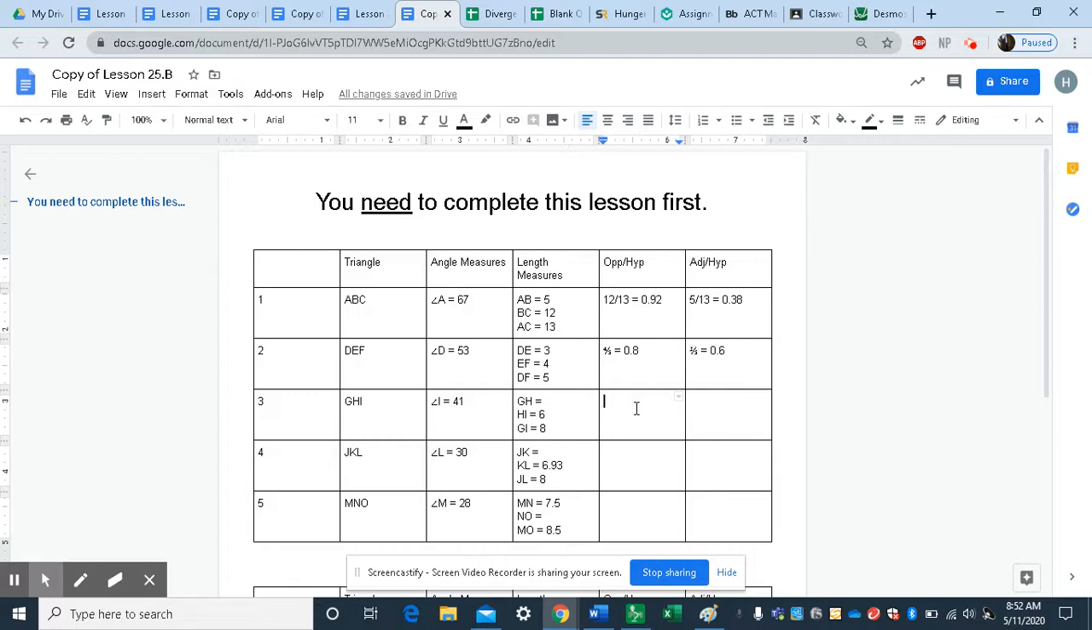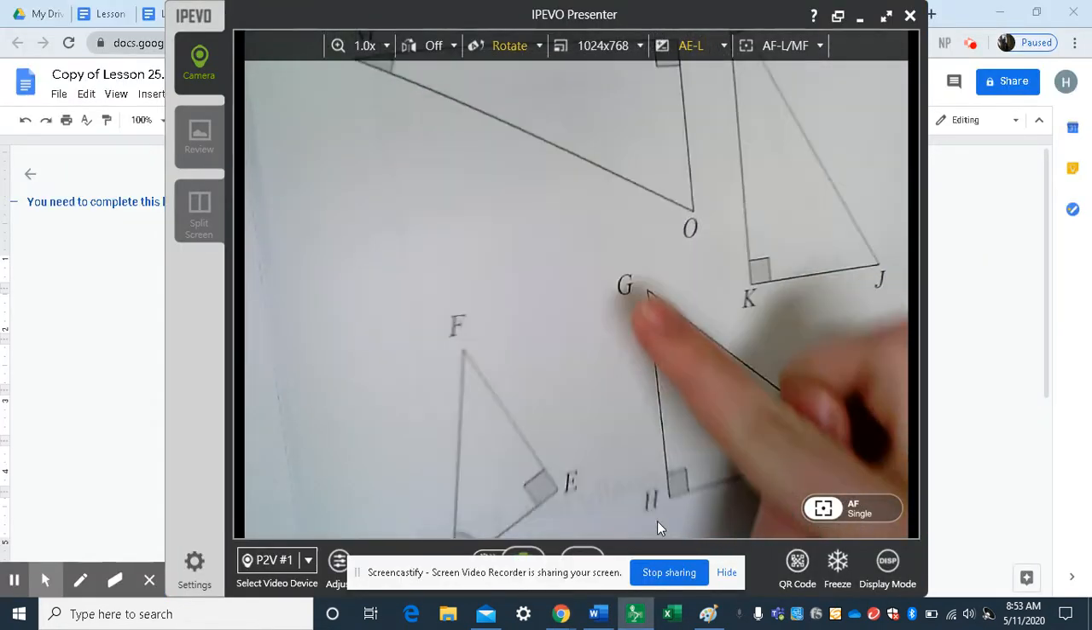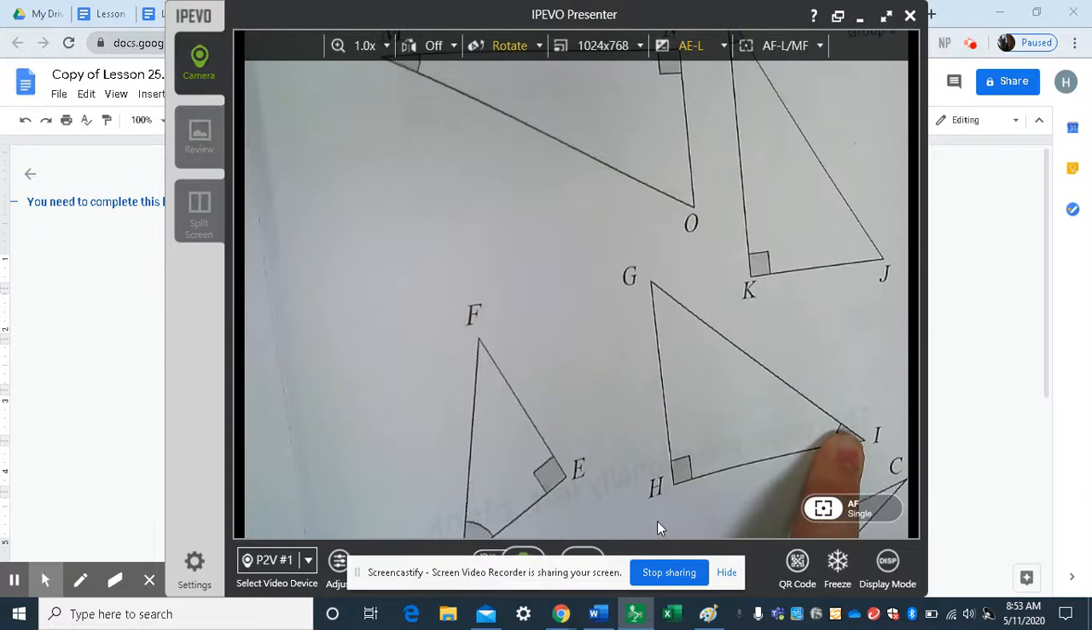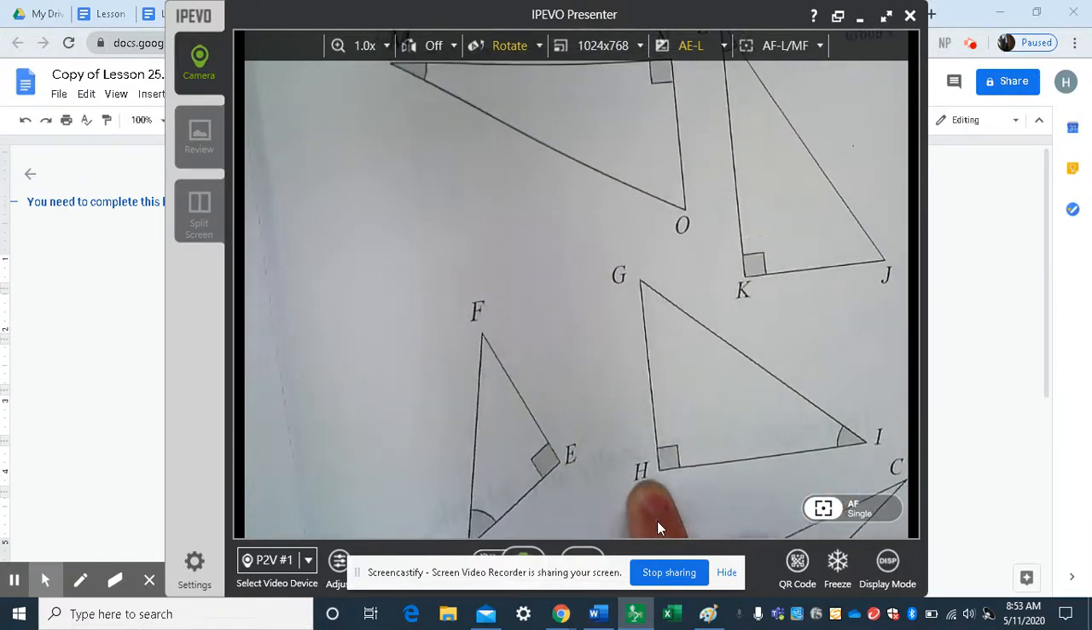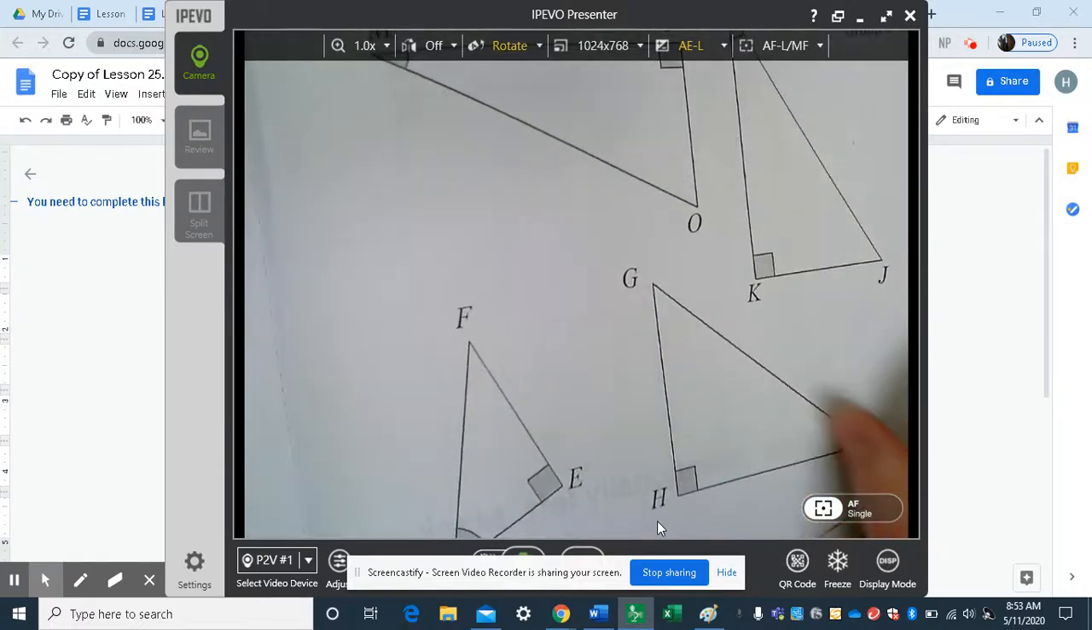Okay. So again, we're finding our missing links using opposite over hypotenuse and adjacent over hypotenuse. Okay. So the next one, we're looking for GHI. So we're looking for which side we don't have. So we don't have GH, which is one of our legs. GI is our hypotenuse, which means that GI is our C. We'll use HI as our B, and GH will be our A.